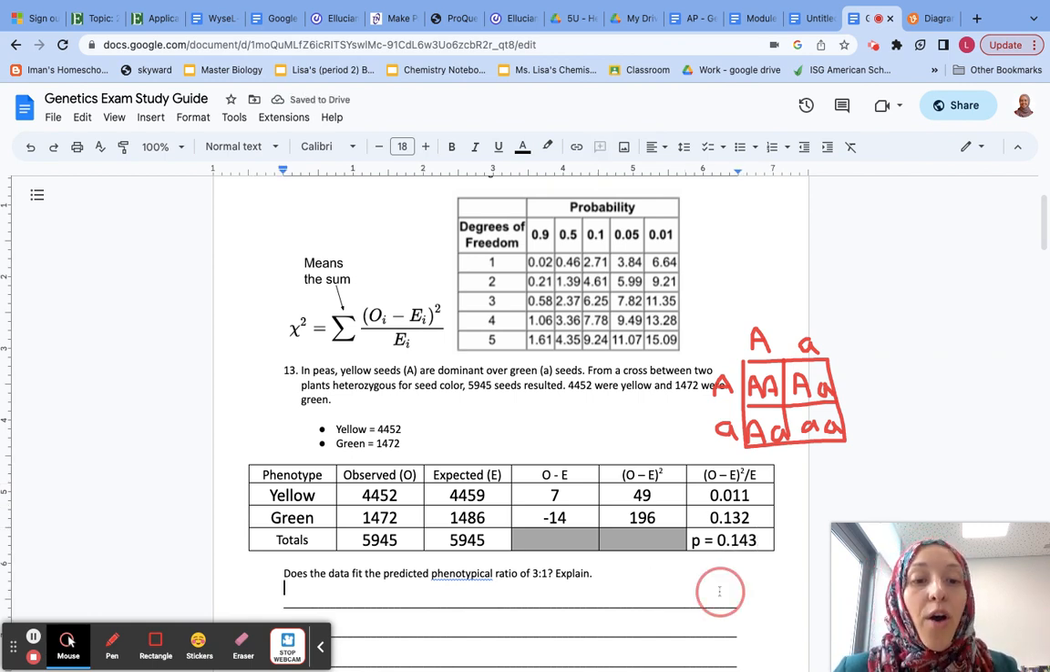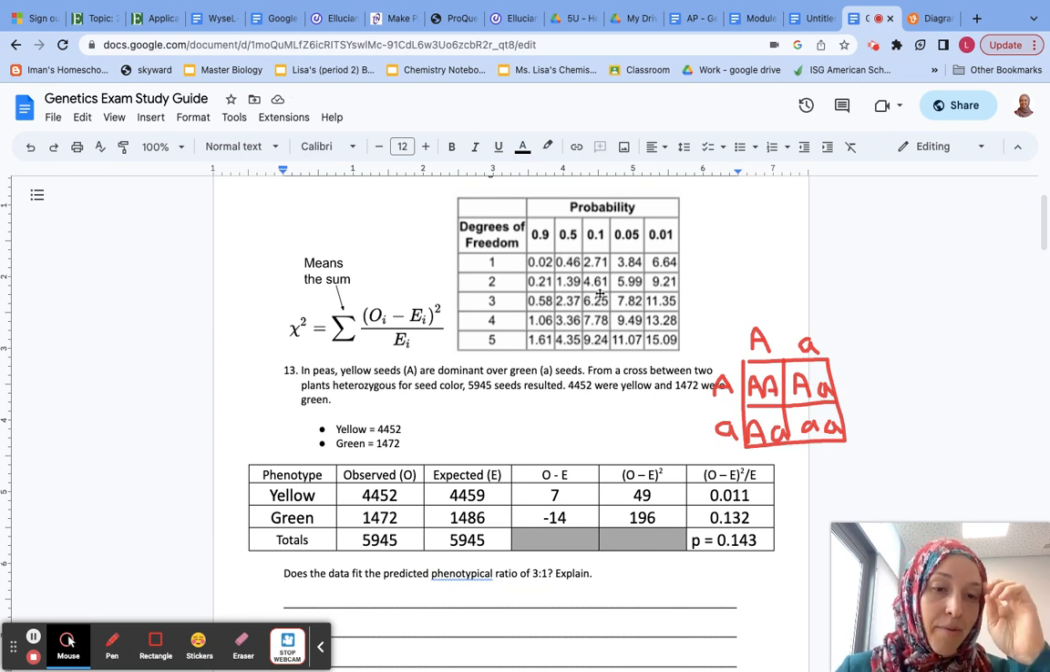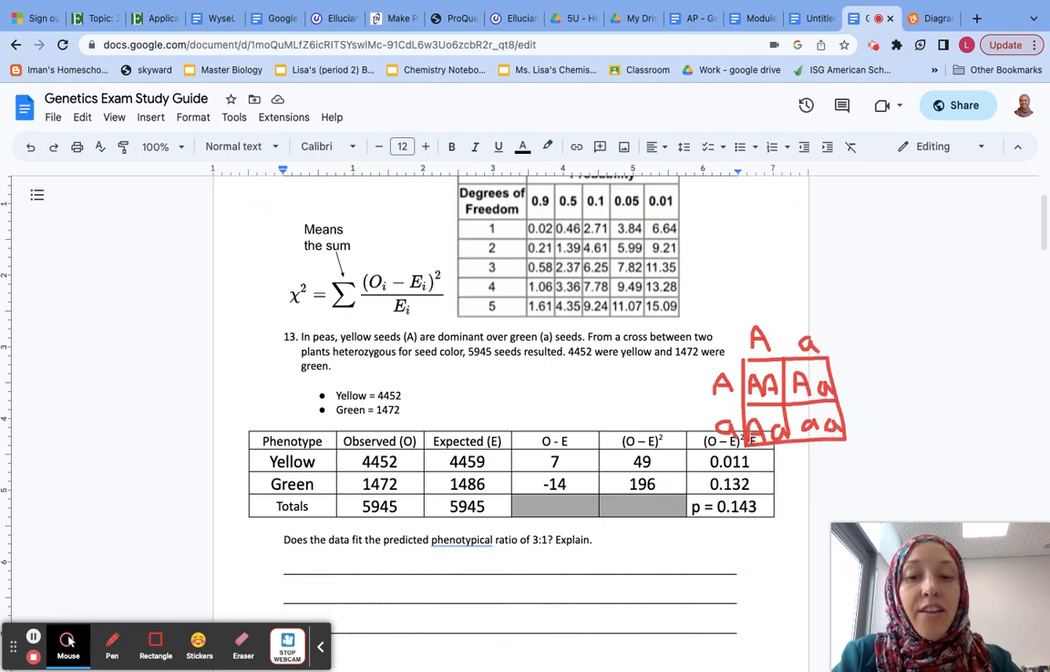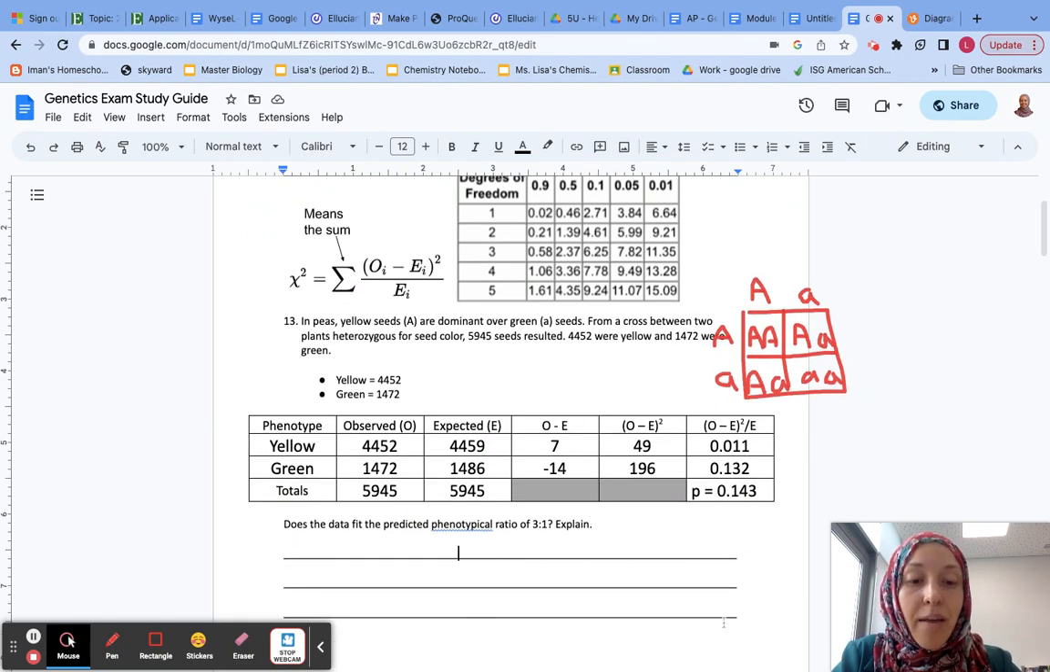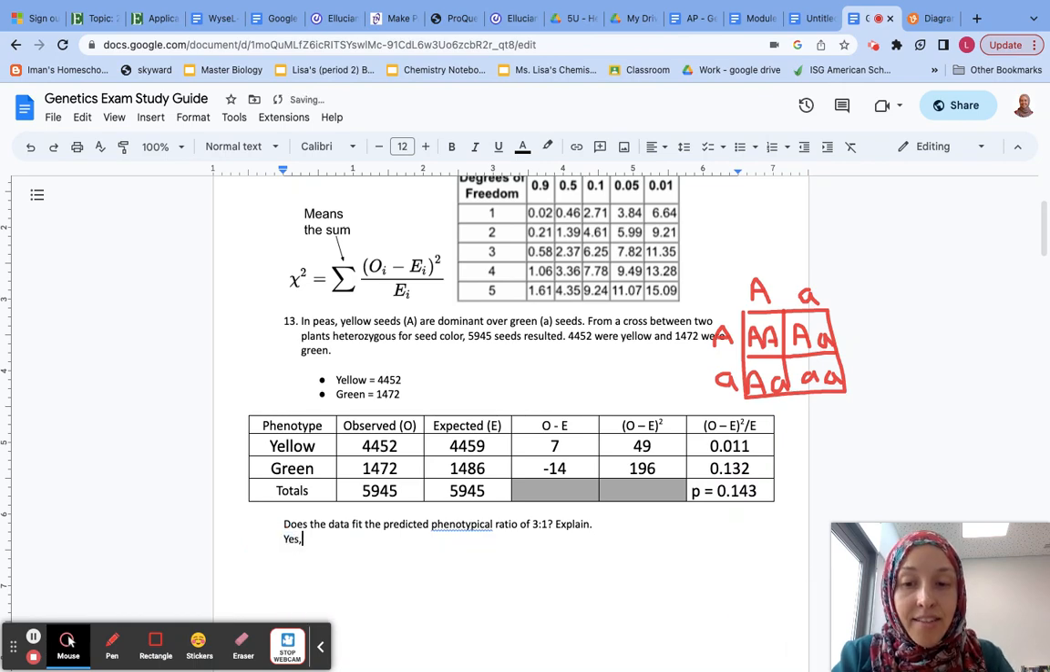So now I have to compare that value to my probability table. How many degrees of freedom do we have? Well, my number of phenotypes minus 1 is my degrees of freedom. So I have two phenotypes, so 2 minus 1 is 1. And I'm going to go to the 0.05, 3.84. My value is less than 3.84. And so does the data fit the predicted ratio of 3 to 1? I'm going to say yes.